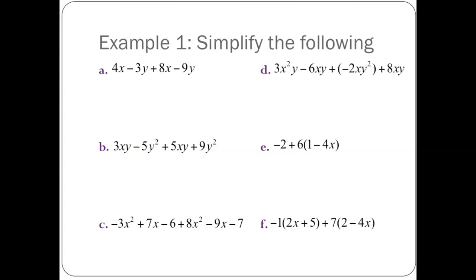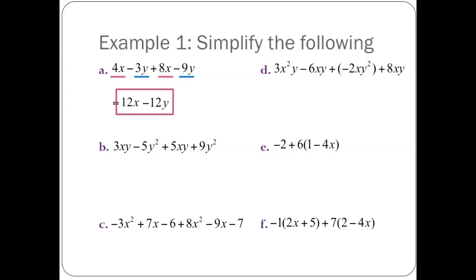So here, for example, we have the 4x and the 8x. Those are like terms. They both have x, and they're both x to the first. Then we also have negative 3y and the minus 9y. They both have y, and it's also just y to the first. So now we can combine those like terms. So 4x plus 8x is 12x, and then negative 3y minus 9y is negative 12y. And that's it.